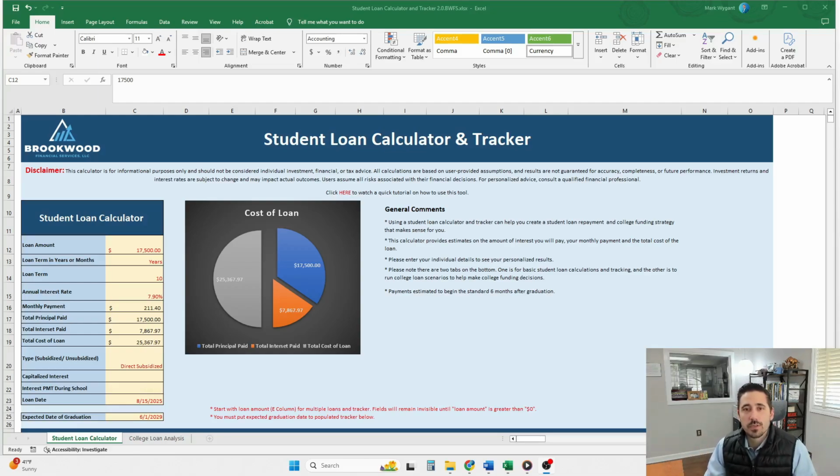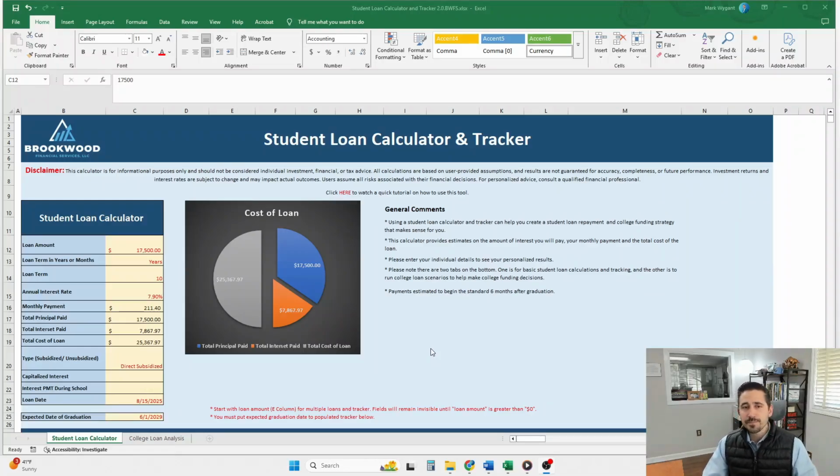We're going to go through a quick tutorial on how best to use this, including the actual calculation part and the actual tracking part, if that's all you're trying to do, just track your loans. This is a pretty cool tool to be able to do that, see what all your payments are, see what you're paying in interest, and see what the long-term impact is of paying interest while you're in school versus not paying interest while you're in school, and so on and so forth.